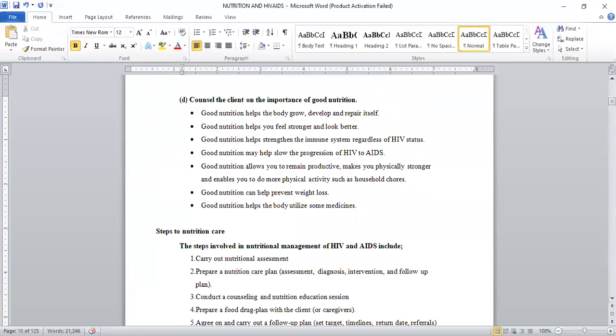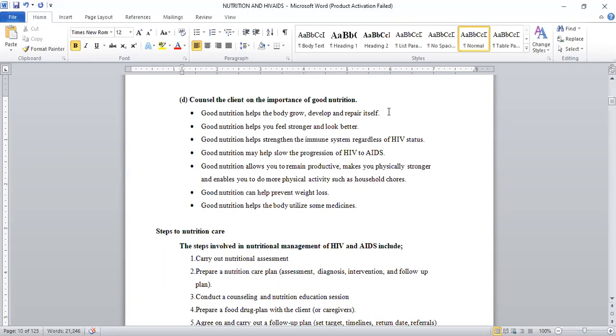So, something else we were discussing in the last class, we were talking about counseling the client on the importance of good nutrition. This is very key. Remember, we were talking about what you're supposed to be telling a client, given that this person is visiting you as a nutritionist. So what are some of the things that you need to make clear to the client on good nutrition? One is that good nutrition helps the body to grow, develop, and repair itself.